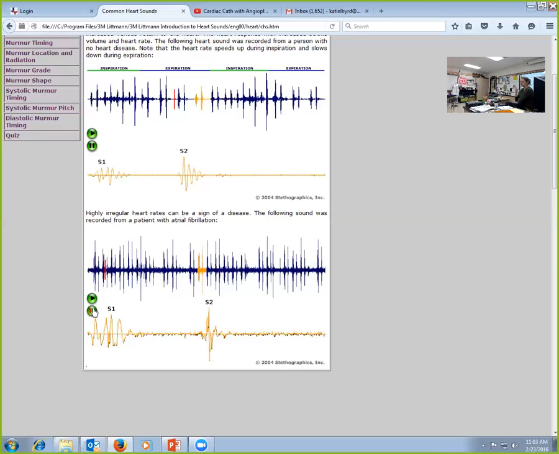AV is atrioventricular. We've talked about that. It just means atrium and ventricle, like the AV nodes or AV valves. There's an AV node in the heart. We won't go into that much detail. And then HGB is hemoglobin, which we already talked about. Carries oxygen. So those are your vocabulary terms.